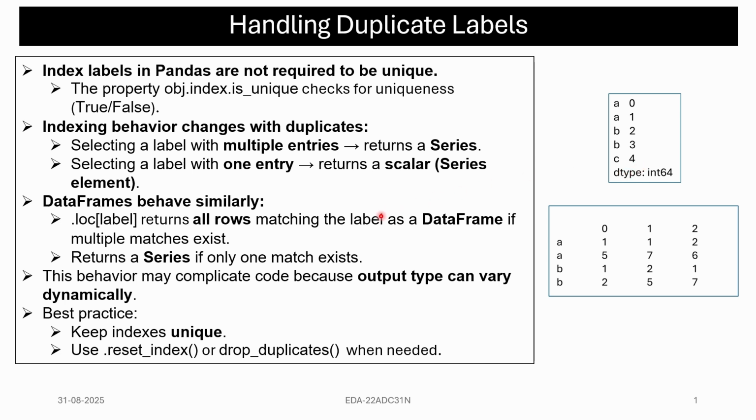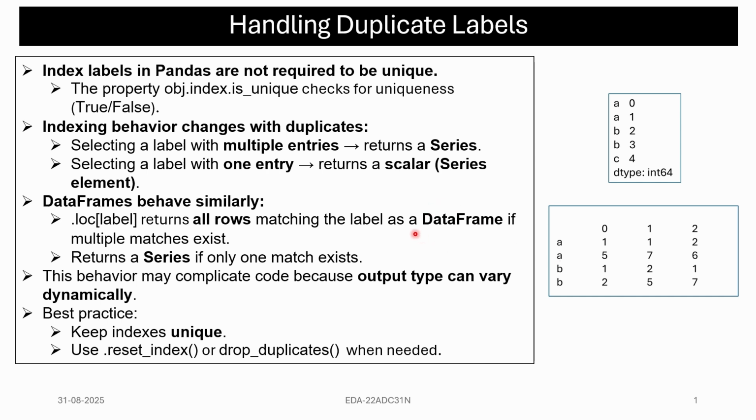Similarly, the behavior for a data frame also varies depending upon whether the index is repeated or not. For a data frame, if we try to access using the repeated index, we will get another data frame. Whereas if you try to access by using an index which is not repeated, it is going to return a series object.